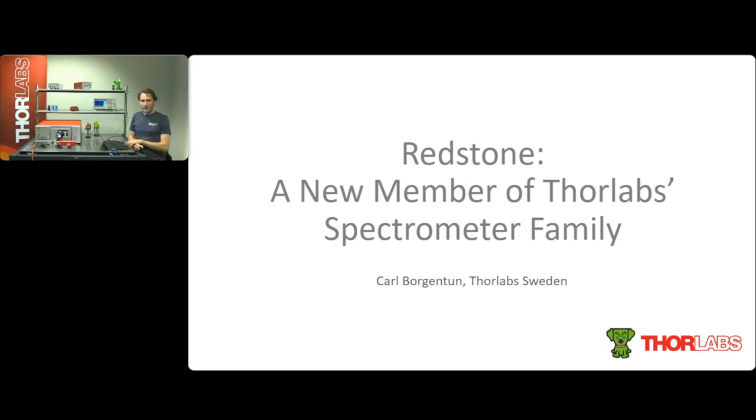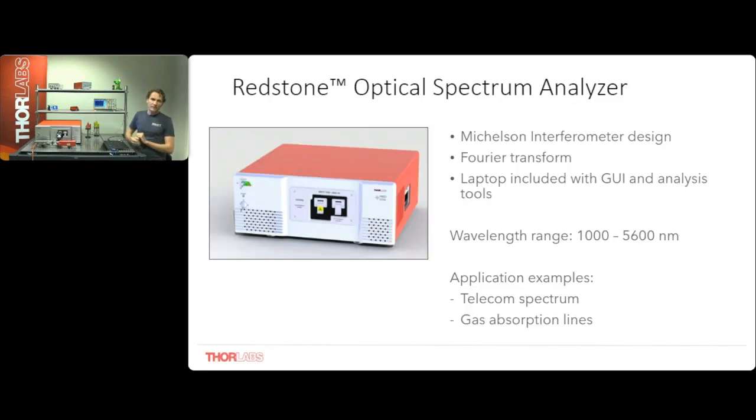I'm here to talk about the Redstone Optical Spectrum Analyzer, the OSA 305. It's based on a classical Michelson interferometer design, where we have a beam splitter that splits the incoming light into two different optical branches, and one of which has a moving retro reflector, so the optical path length can be varied. In this instrument, the physical translation of that retro reflector is 8 centimeters, and that translates into 16 centimeters maximum optical path difference. And a high optical path difference means a very high resolution. And this instrument has less than 2 gigahertz resolution.